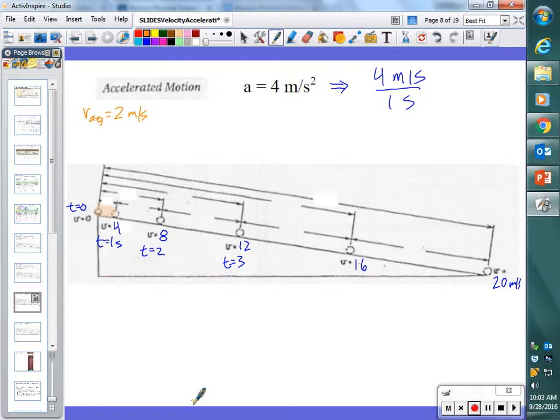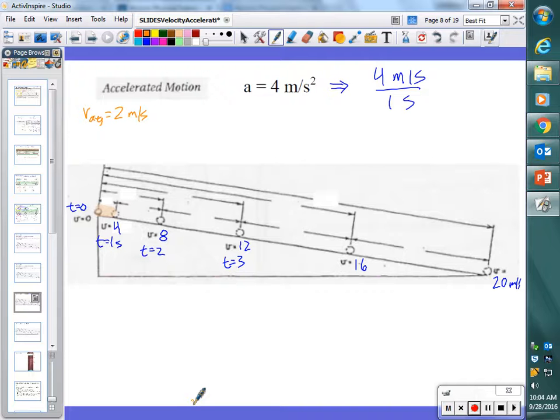Anyone not know where 2 meters per second came from? If you don't know, raise your hand. To find the average of anything, Frank, what do we do? Add the two numbers and divide by how many there are, right? During that orange interval, we know two velocities. What are the two velocities that we know, just in that orange interval? 0 and 4. Good. If we add 0 and 4 together and divide by 2, that gives us 2. Does that make sense?